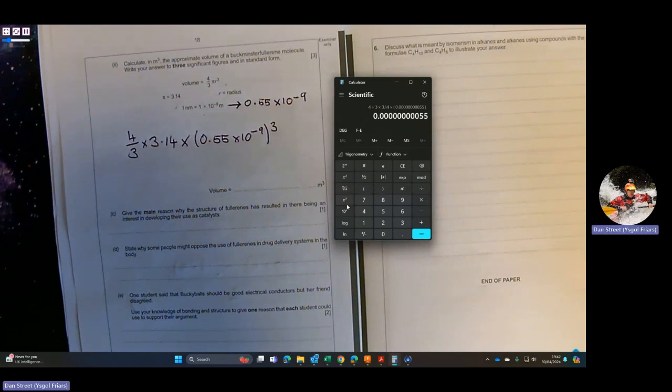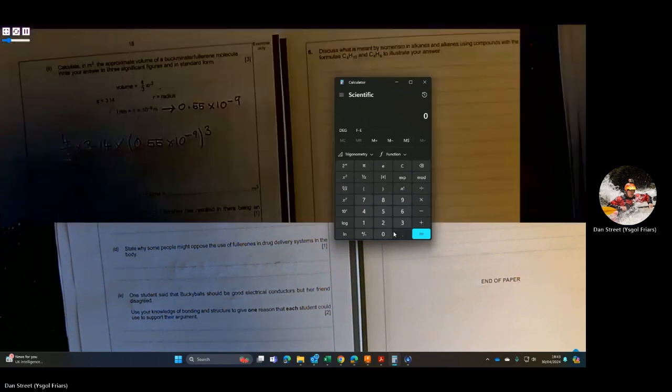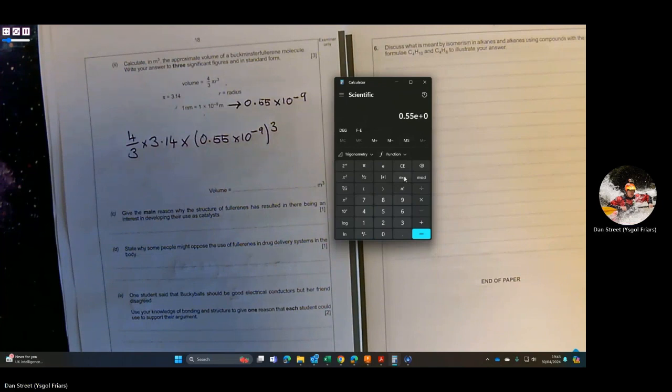And it's not going to accept that, is it? I'll tell you what, I'm going to do it in reverse so that we don't fall foul of this calculator. So we'll do the hard bit first. We'll do this bit first. So we've got 0.55 to the power minus 9. Okay, and then if we cube that, so we use this function here, to the power 3.